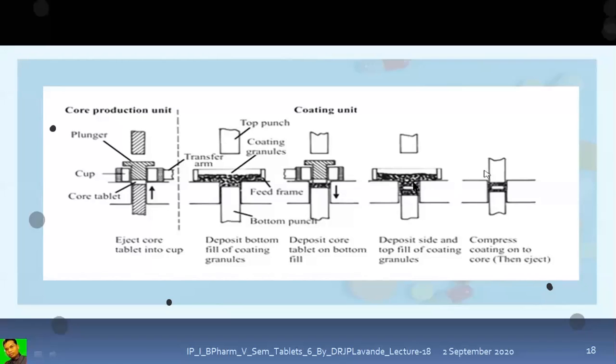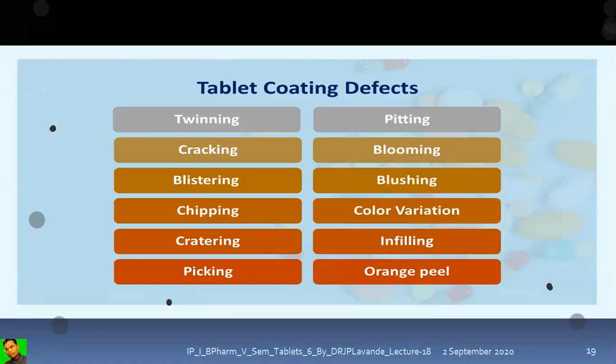And once it is getting covered, you can see now there is a tablet core which is surrounded by the coating material. And in the last stage, it is getting compressed, so that you are going to find a tablet within a tablet. So there is a core tablet which is surrounded by the coating material tablet. So that is the compression coating.